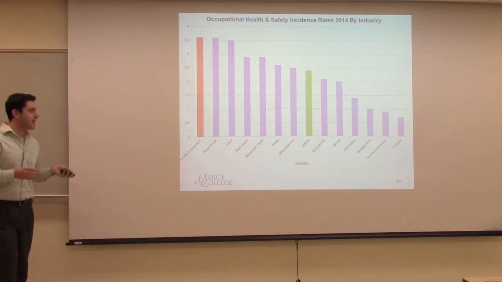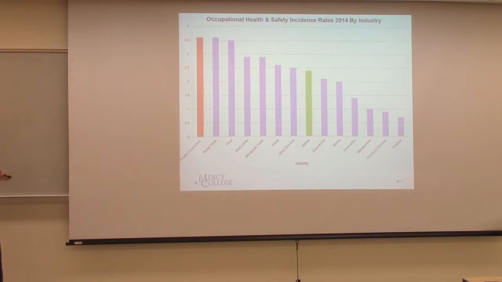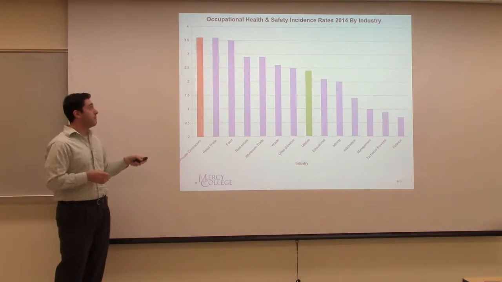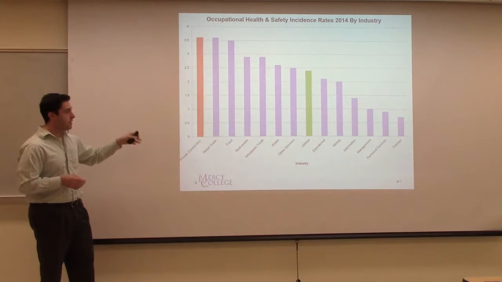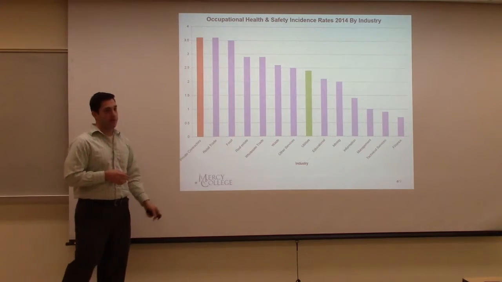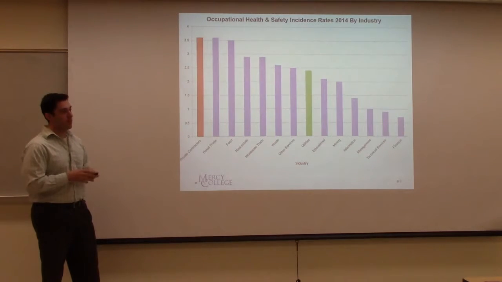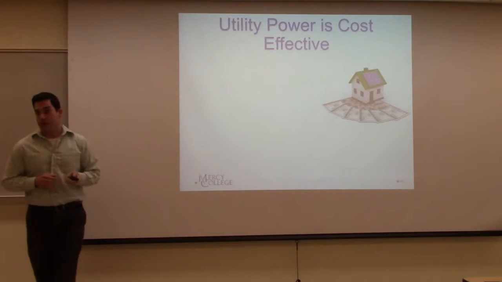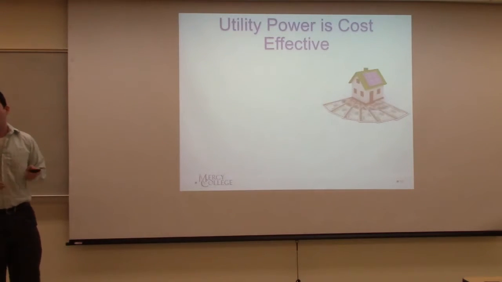Putting this into perspective against all industries, we have private contractors up in the almost 4 range, and utilities over 2. And these are just various amount of utilities in comparison to each other. Utility companies are also more cost effective.